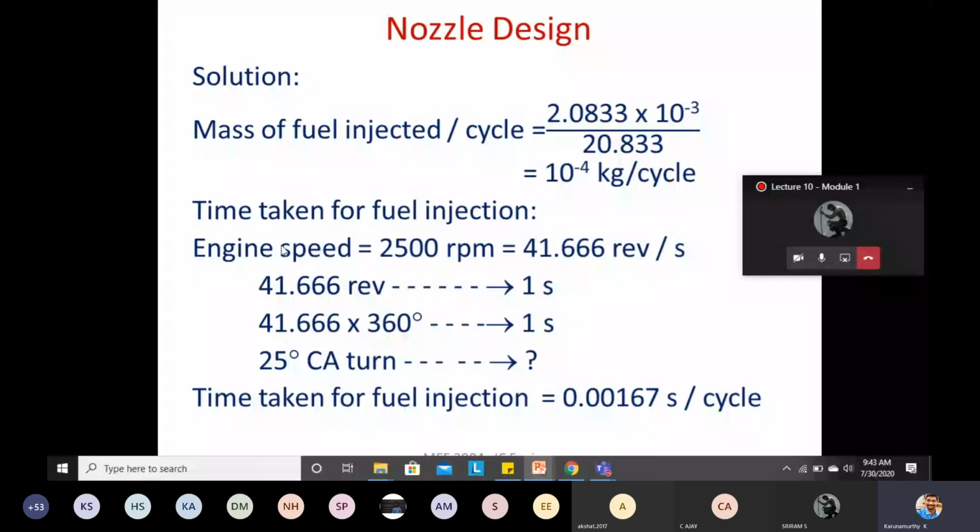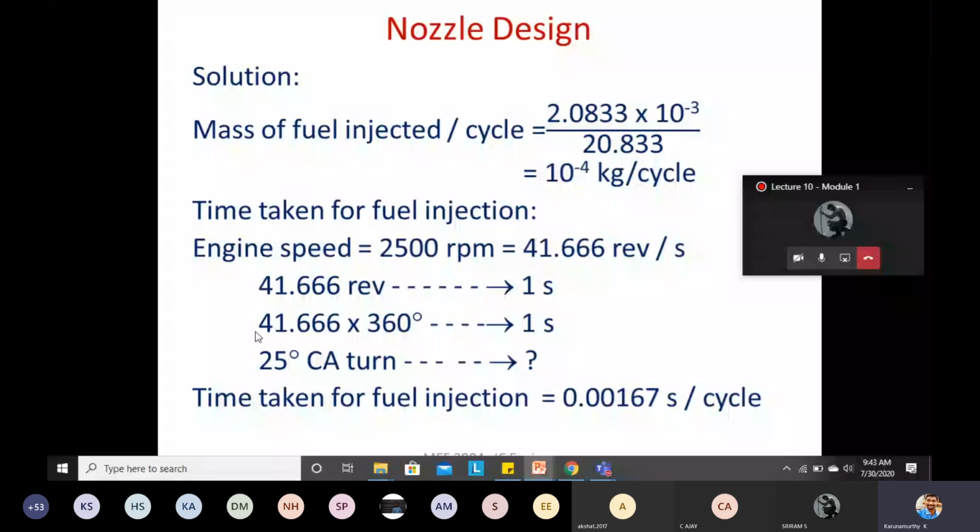And this one revolution, in terms of crank angle, is nothing but 360-degree crank angle, right? So the total crank angle covered is 41.666 into 360. This is the total crank angle turned in 1 second by the engine. So the crank angle turned by the crankshaft in 1 second is this much.